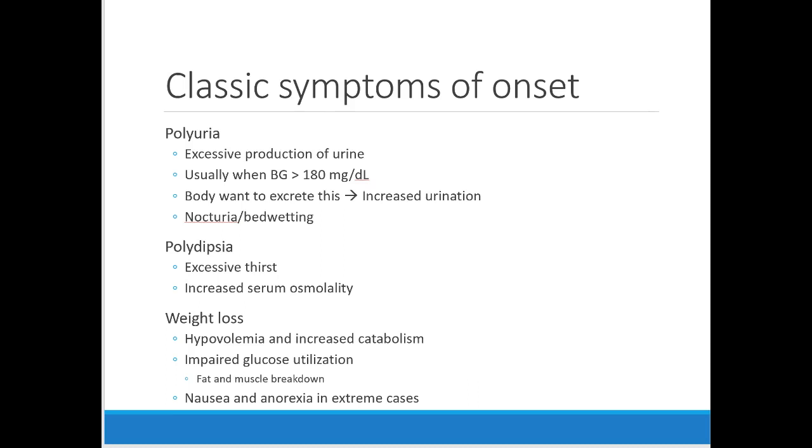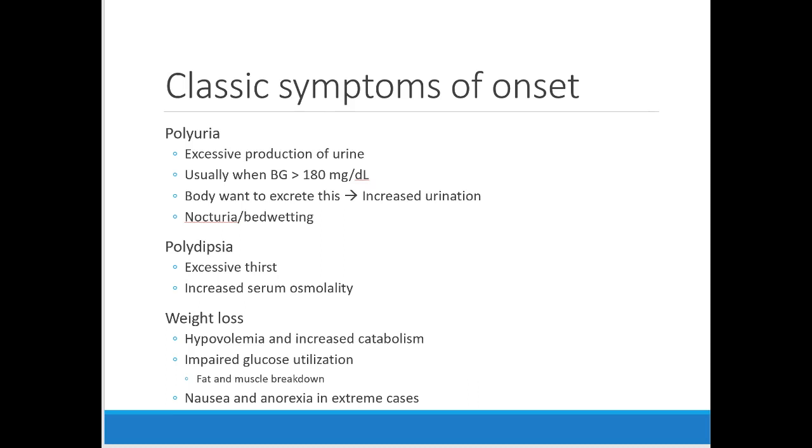Classic symptoms of onset. I'll talk about these now because it's the same thing for type 2 or type 1. If you have excess blood sugar, your body is going to react in the same way regardless of the type. So in this case, you have polyuria, polydipsia, and weight loss are pretty common first presentations of diabetes in patients.